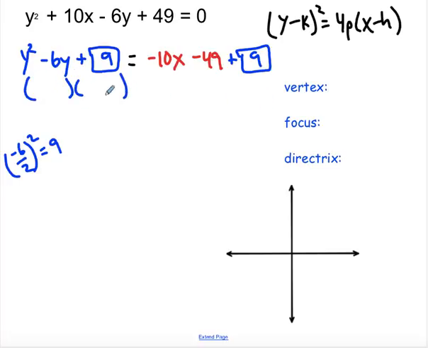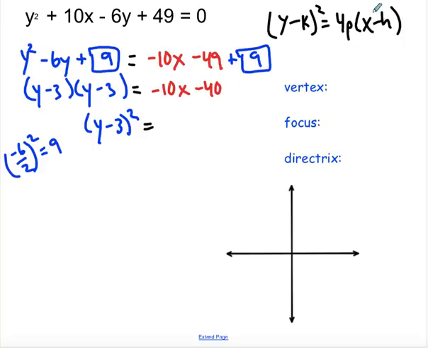Now the left side is going to factor, and it should always factor into two identical things when you've completed the square. So this will factor into y minus 3, which we can write as that quantity squared. And then over on the right, we've got a -10x, and then -49 plus 9 is -40.